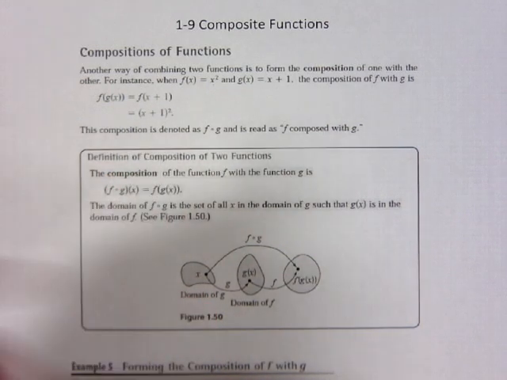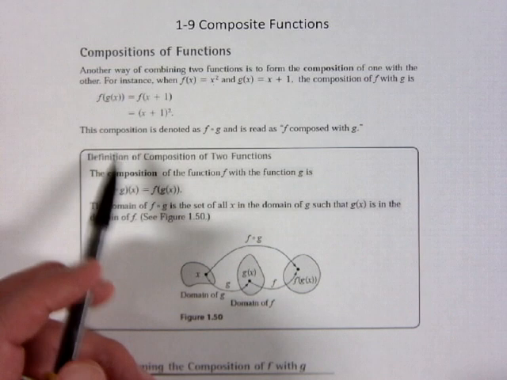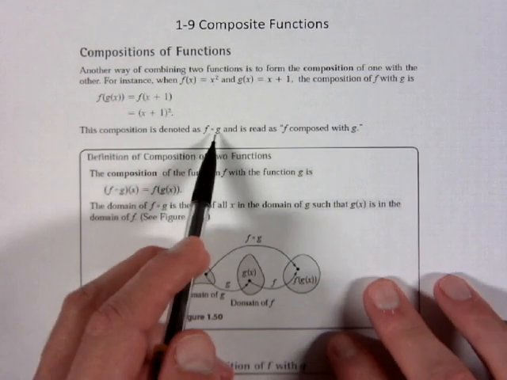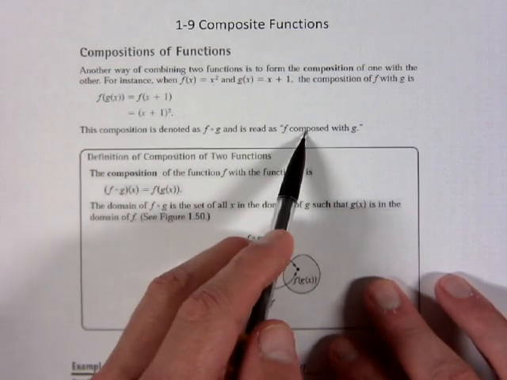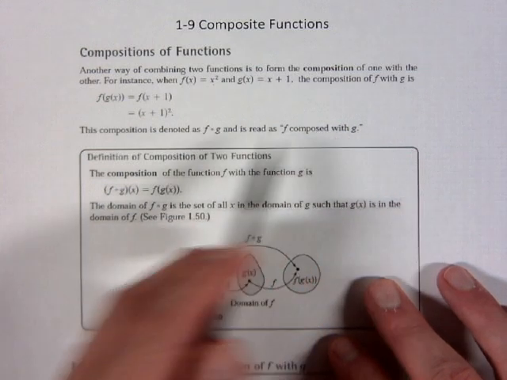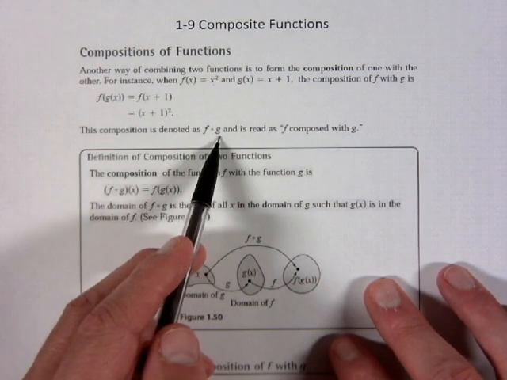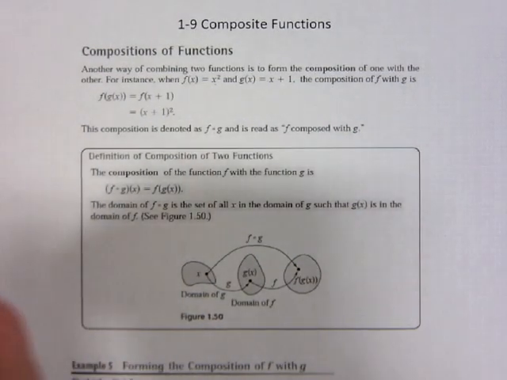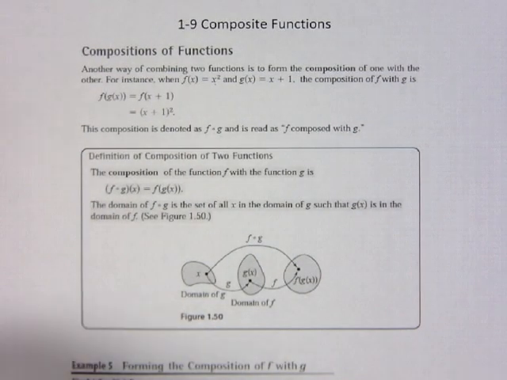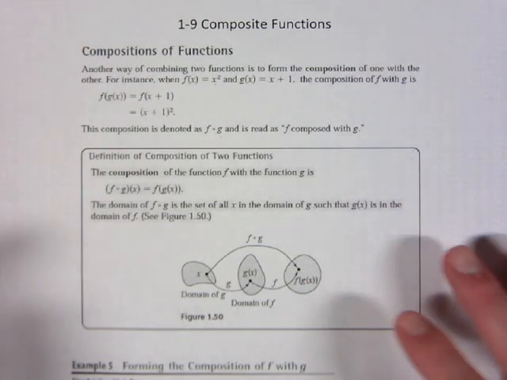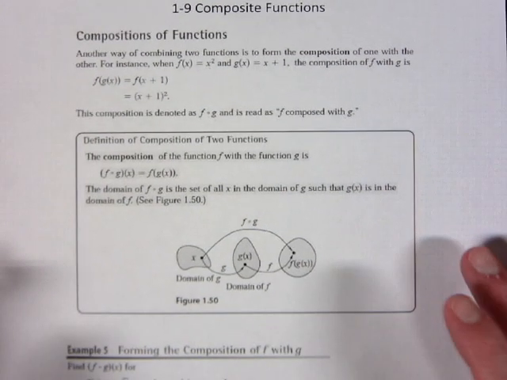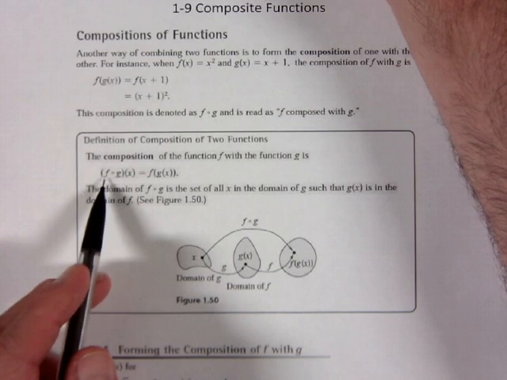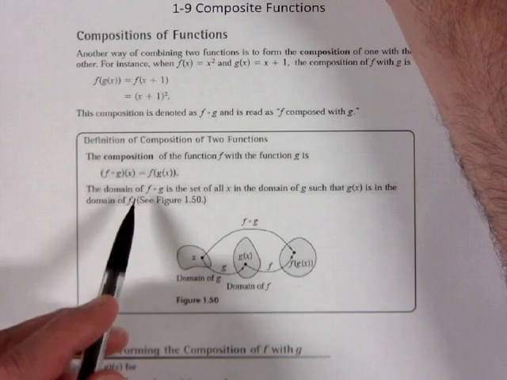All right? And so, again, there is the notation for it, and it's read as f composed with g, or most people just read it as f of g. So it's really just taking one function, taking the result, and doing another function right after that. So again, you've got the notation of the definition.